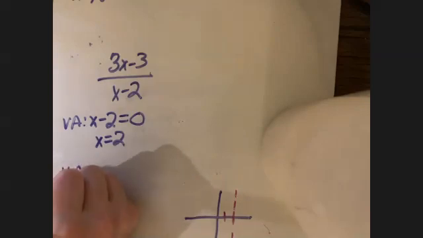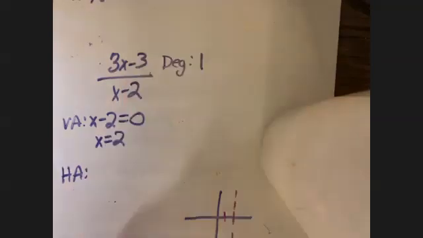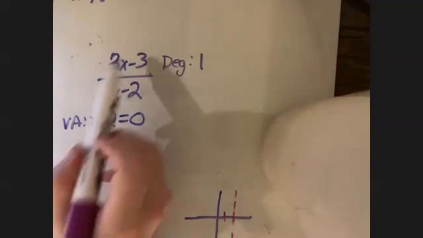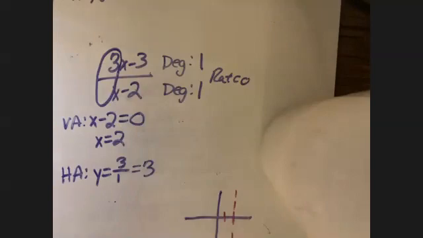Horizontal asymptote, come back up here. The degree on the top is 1, because my biggest power up here is 1. The degree on the bottom is also 1. So that is a ratio. If my video froze, it'll catch back up here in just a second. So I'm going to take the ratio of my coefficients. So this is going to be y equals 3 over 1, which is 3.